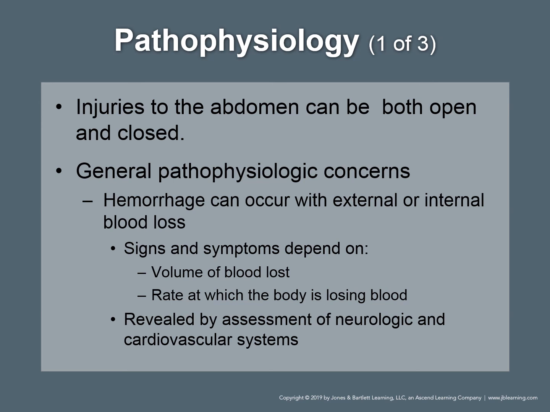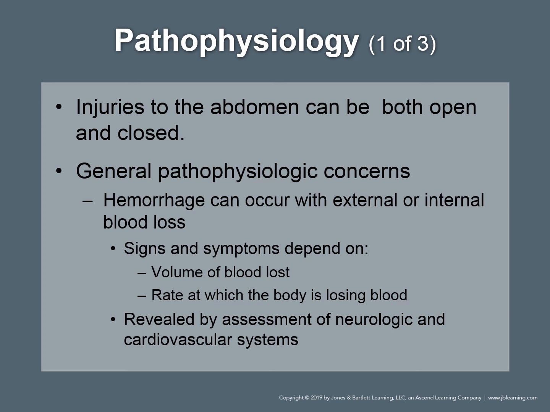So injuries to the abdomen can be both open or closed, blunt or penetrating trauma. Hemorrhage can occur with external or internal blood loss. External blood loss we pretty much can see. Problem is when we get that liver and spleen, we usually don't bleed out, we bleed in. And we bleed within our abdomen. That blood ends up being trapped around our intestines and our abdomen. And your body can hold pretty much its entire blood volume in your abdomen.